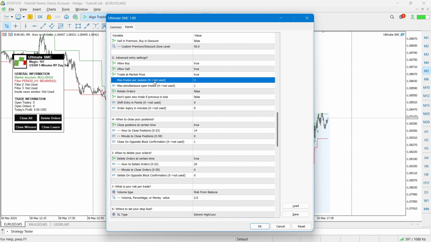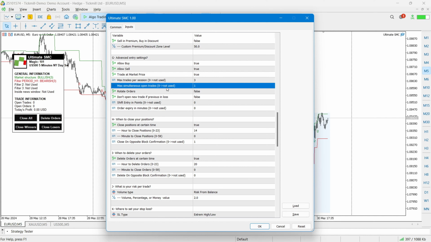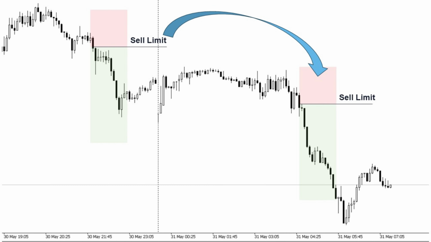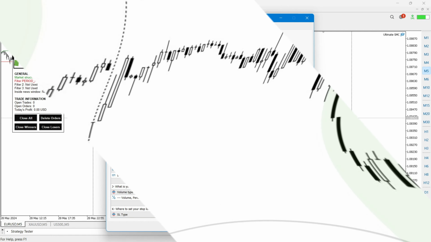You can also limit the number of trades per session. I can also limit the maximum trades open by the EA simultaneously, per certain configuration. You can rotate orders. Rotating orders basically works between similar orders. That means if you have a sell limit, you can rotate it with a sell limit, a buy limit with a buy limit, a sell stop with a sell stop, and a buy stop with a buy stop.